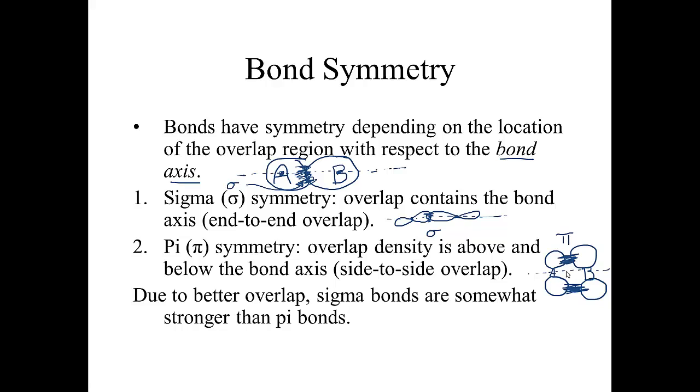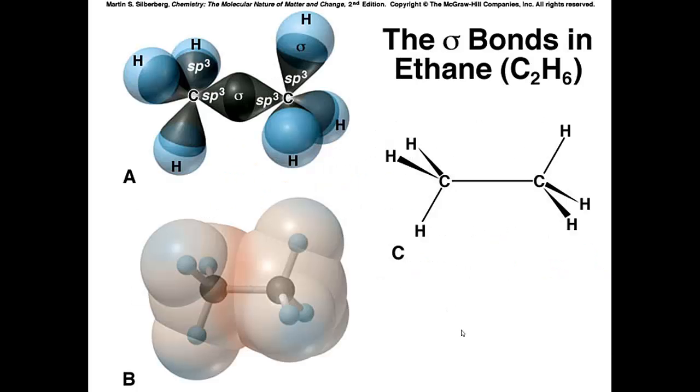Now you might guess that pi bonds, because they overlap in two places, would be stronger, but notice how this kind of side-to-side overlap, these balloons maybe barely touch each other, so there's not a significant degree of overlap. So typically these pi bonds are going to be a little bit weaker than a sigma bond. So now we're going to look at some of the bonds in some molecules.